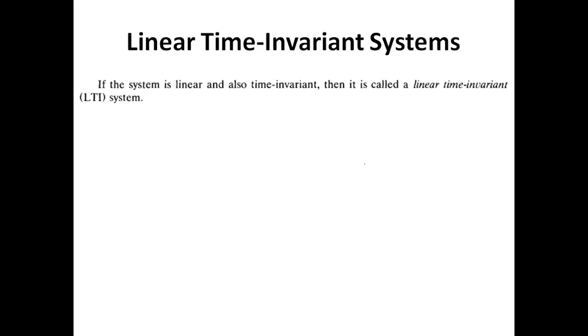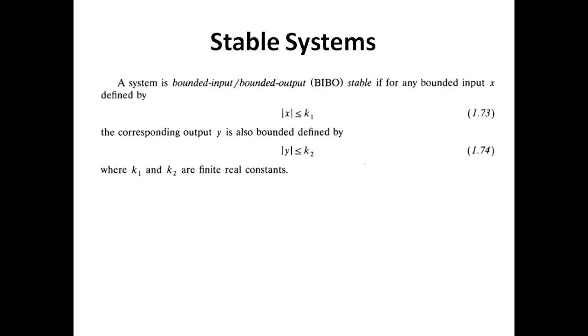So they have to follow both the linearity and the time invariance principles. Now the stable systems. What are stable systems? Usually in biomedical systems or any other systems, there is a term called BIBO stability, bounded input, bounded output, stable.